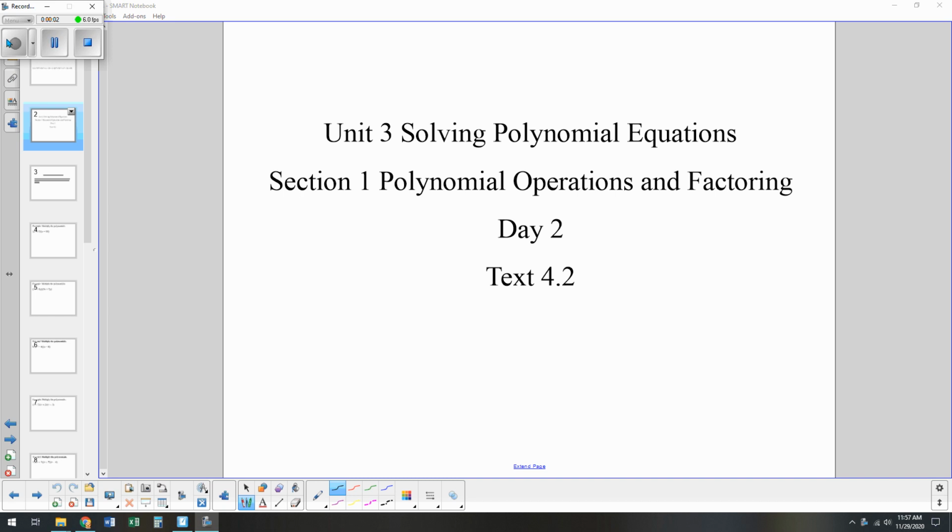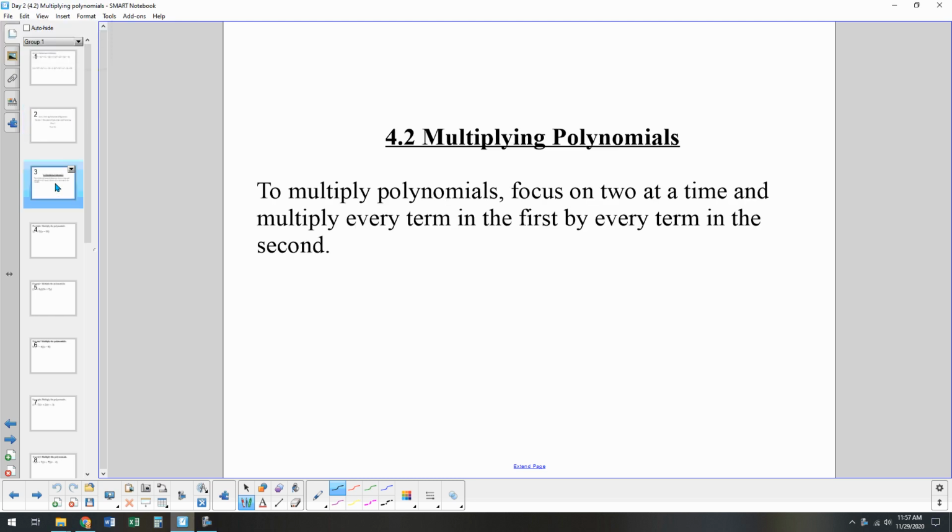This is Unit 3, Section 1, Day 2. We are still in Section 4.2 from the textbook. So today we're going to talk about multiplying polynomials. To multiply polynomials, we're going to focus on two at a time and multiply every term in the first polynomial by every term in the second.